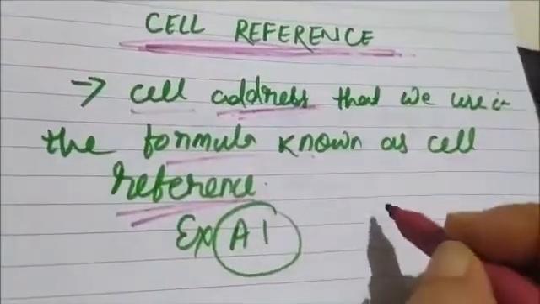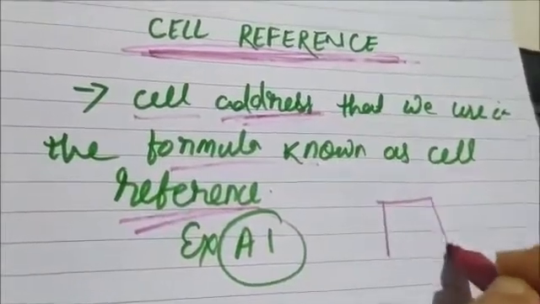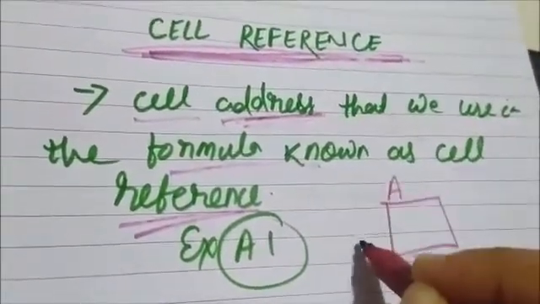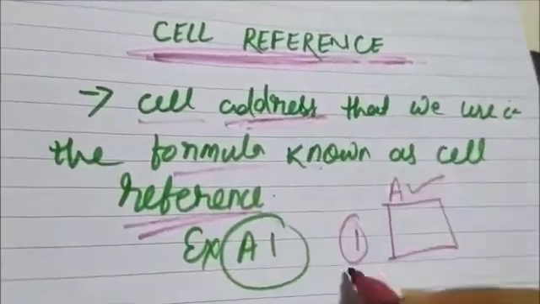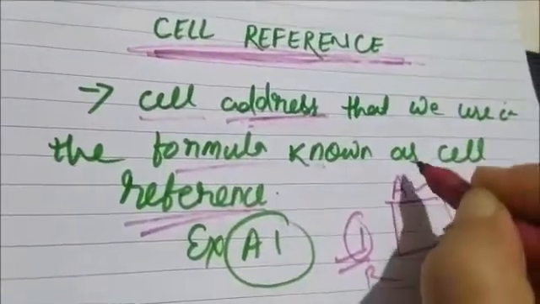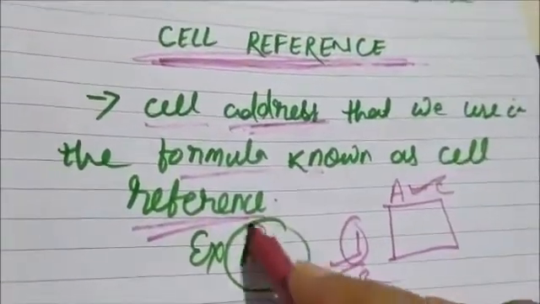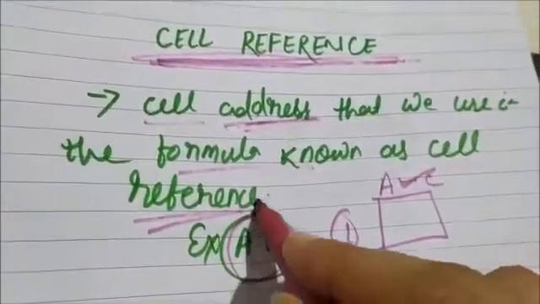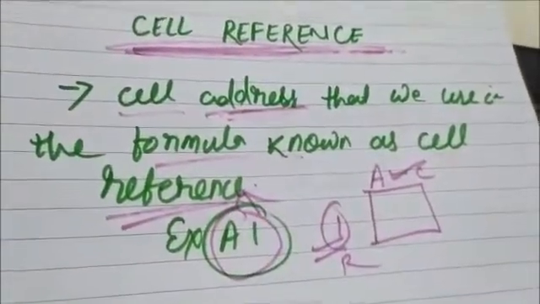For example, suppose I am writing the cell address A1. A is the column name, 1 is the what? Row name, and A is the column name. When I am writing A1, this is the cell reference. The cell address is nothing but the cell reference.